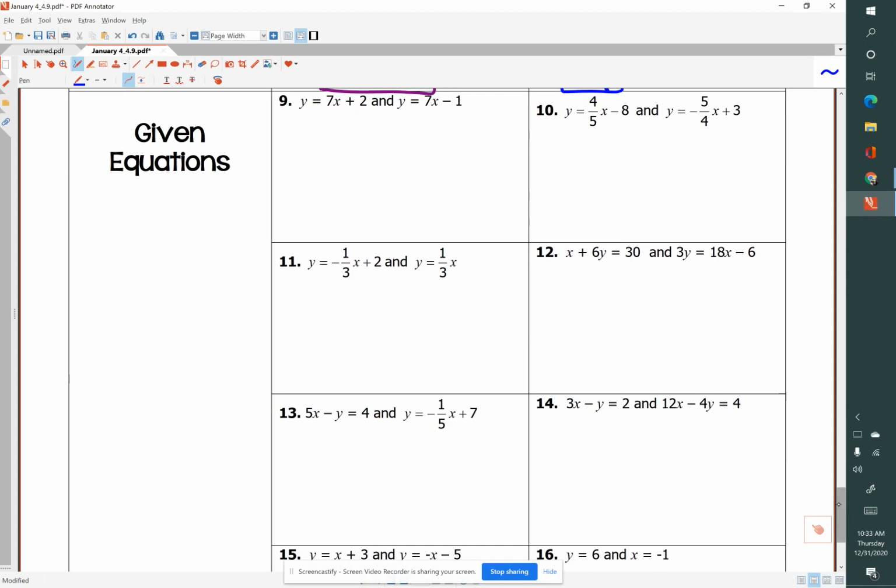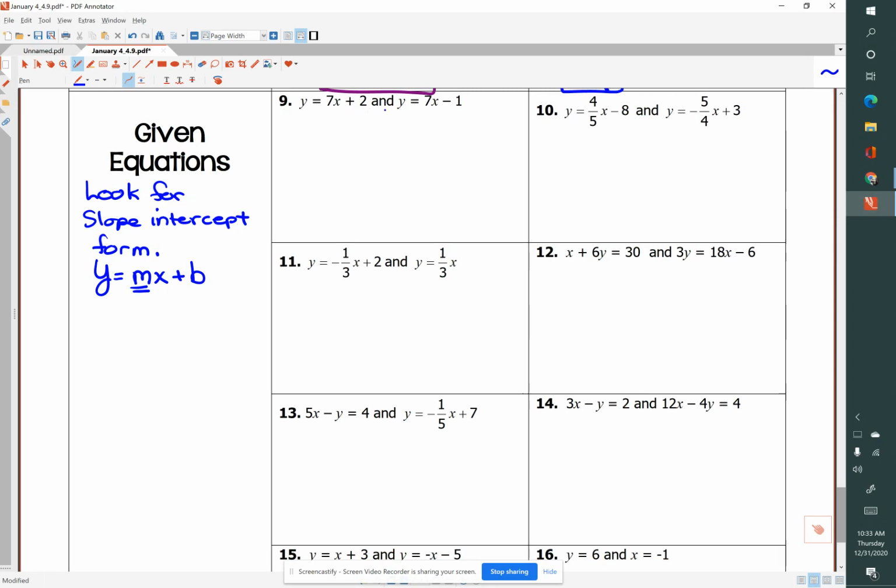Now, sometimes you won't be given points. You will be given equations. So you need to have your equation in slope-intercept form, because slope-intercept form allows you to easily identify the slope. So y equals mx plus b. M is your slope. So number 9, we have y equals 7x plus 2 and y equals 7x minus 1.